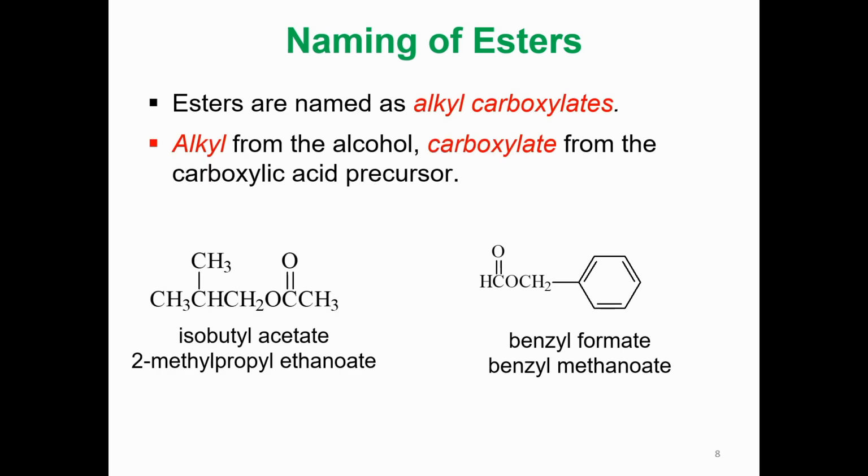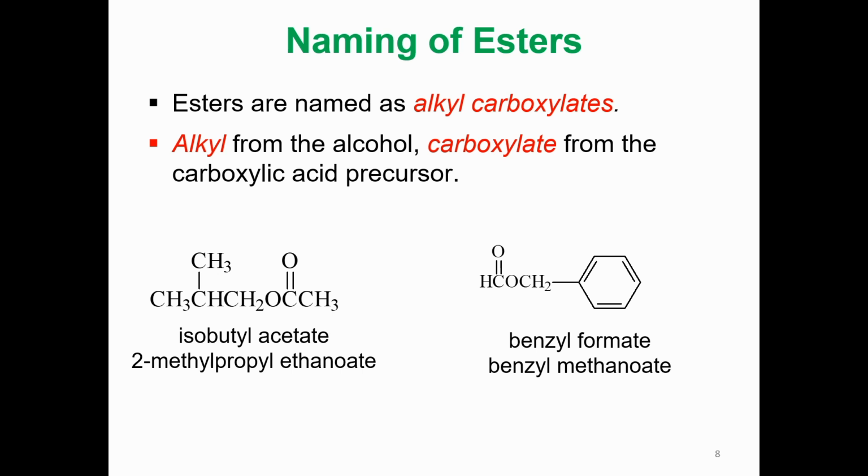Naming of esters. In naming of esters, esters are named as alkyl carboxylates. The alkyl aspect is from alcohol, while carboxylate is from the carboxylic acid precursor. Looking at the first example, when you see a compound like this, it's not compulsory that your alkyl aspect will always be at your right hand, while the carboxylate will be at the left. No. How do I know alkyl and carboxylate? The carboxylate is that aspect of the compound that is going to bear the carbonyl. So the part of the compound that bears the carbonyl is the carboxylate.